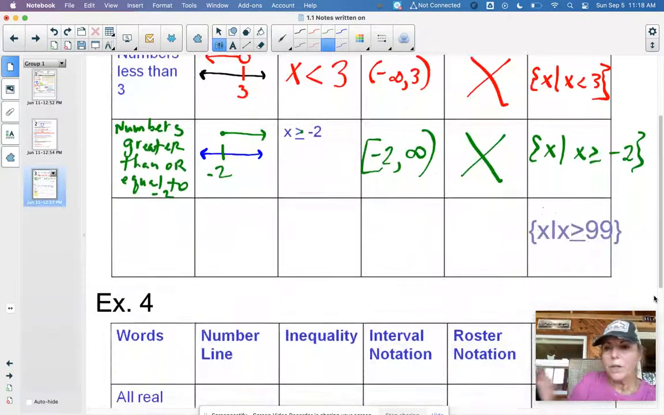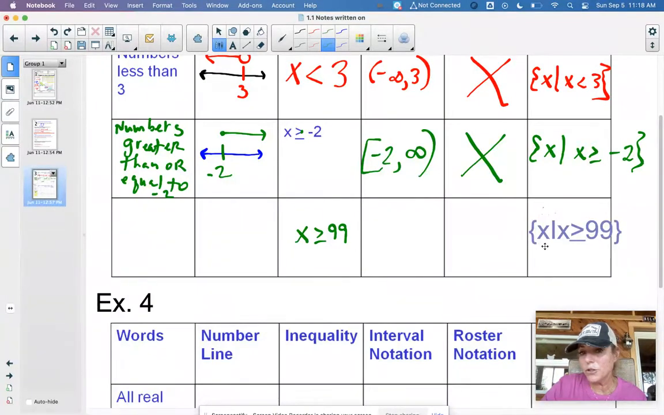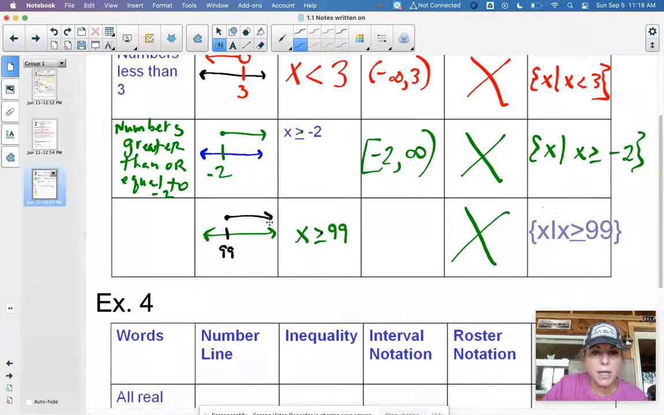Scroll down. All right, we are given set builder. Let's fill in the rest. Well, let's do inequality first because that's just grabbing it and rewriting it without this x such that. We can't do roster. Let's do interval. Actually, no, I don't want to do interval. I want to do the number line first. Here's my 99. Closed circle. The nose is pointing to the right.